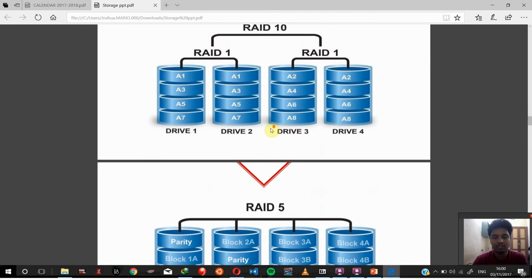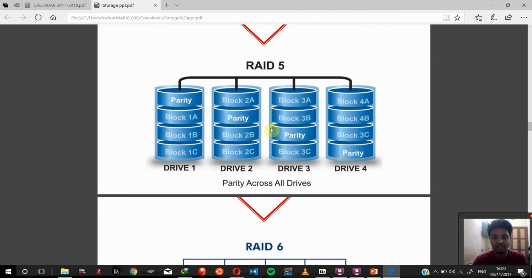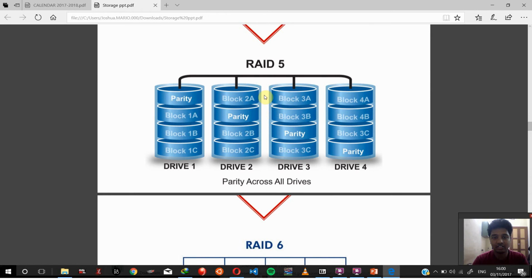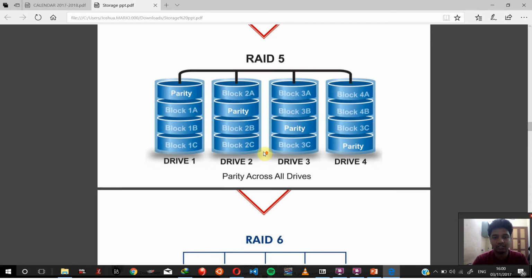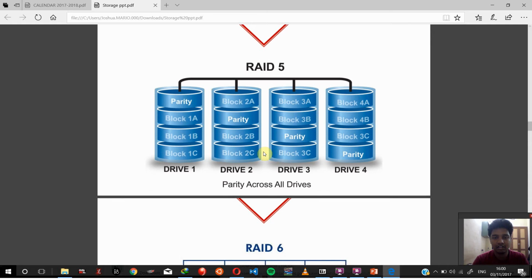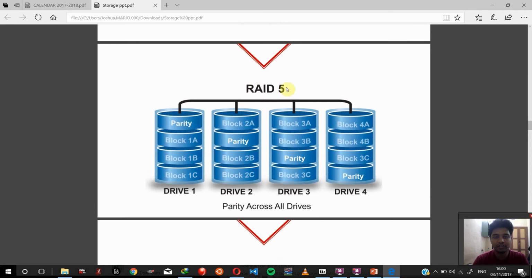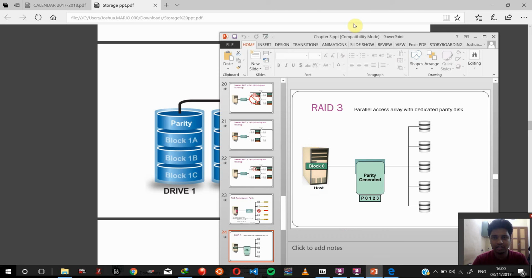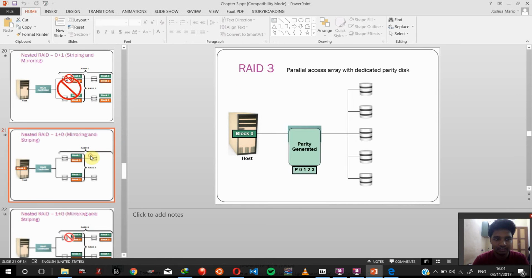In spite of all these things happening, there are errors in parity bits. There are errors in data which happen when the data is being written to the disk. So in order to circumvent this problem, a parity bit is added to each of the disks across all drives. As you can see in RAID 5, each of the drives has a parity bit to ensure that the data does not get corrupted. To go into more detail, let's have a look at this PPT here.